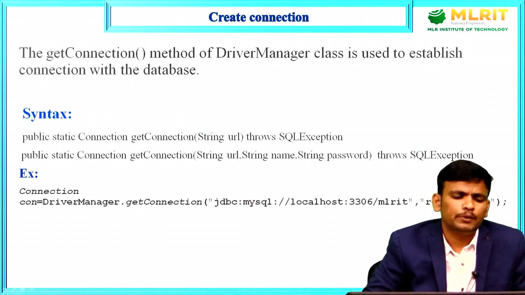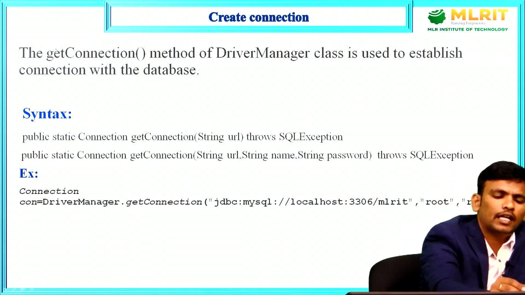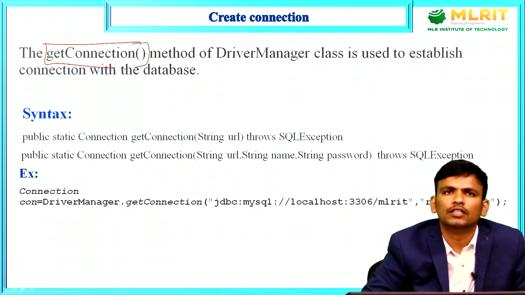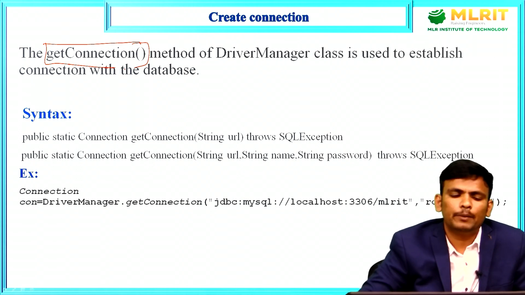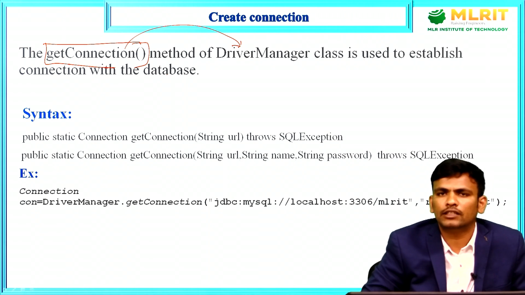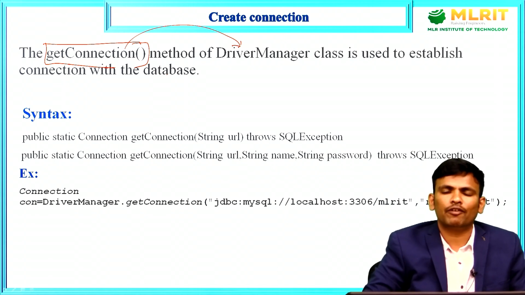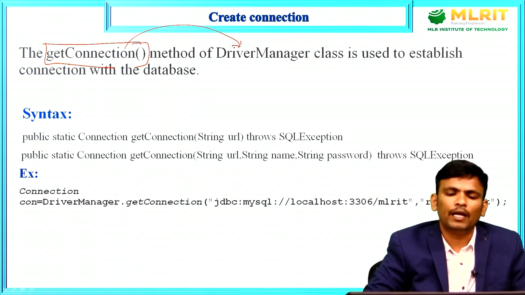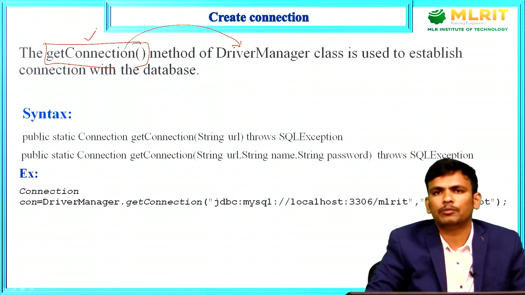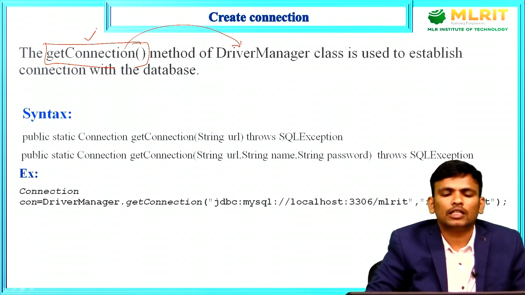In the second step, we need to establish the connection. How can we establish the connection? By using the getConnection method. The getConnection method is a predefined method which is defined inside the DriverManager class. The DriverManager is one of the predefined classes which manages all the different kinds of drivers. The responsibilities of the DriverManager are that it will register the driver and unregister the driver, and the main responsibility of the DriverManager is that it will establish the connection.